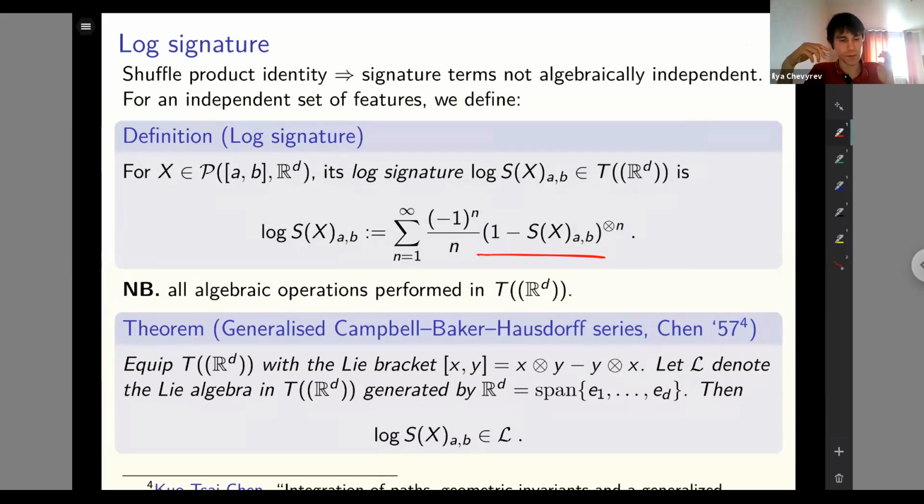I tried to emphasize that this was a set of independent features. So unless some miracles happen, there's no way of matching up terms of this log signature with other terms of the log signature, unlike with the classical signature, due to the shuffle product.